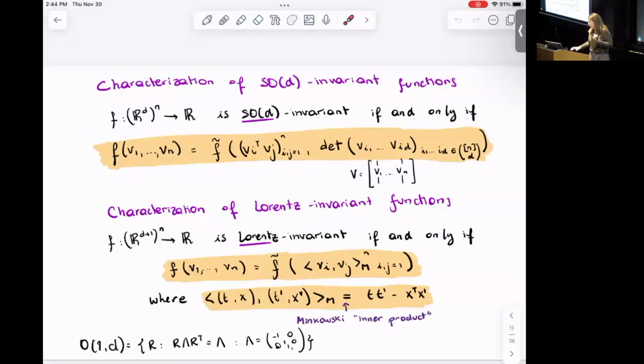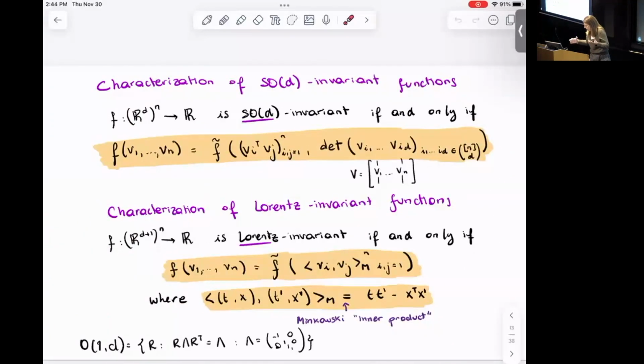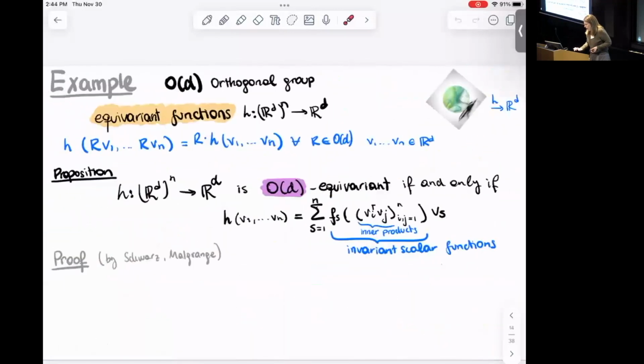So then that suggests one parametrization of the space of invariant functions with respect to these actions. So that's for invariant functions. Now say that instead of just wanting an invariant function, I want to predict something that is equivariant. So I want to predict the positions and velocities of all my particles in my system.